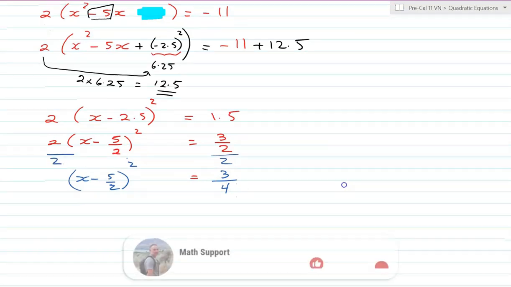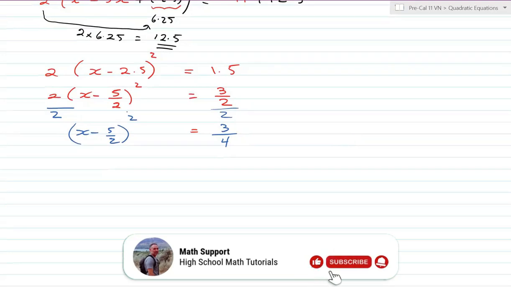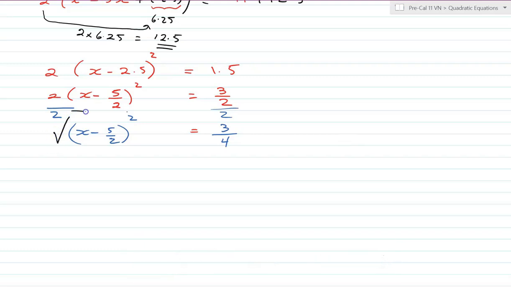This is an equation now we have. Now what are we going to do? We're going to take the square root. Okay, that's what we're going to do. We're going to take the square root of both sides. Here it is. And now our answer will be x minus 5 divided by 2 equals square root of 3 divided by 2. Okay, and I'm thinking that you know how to do that.